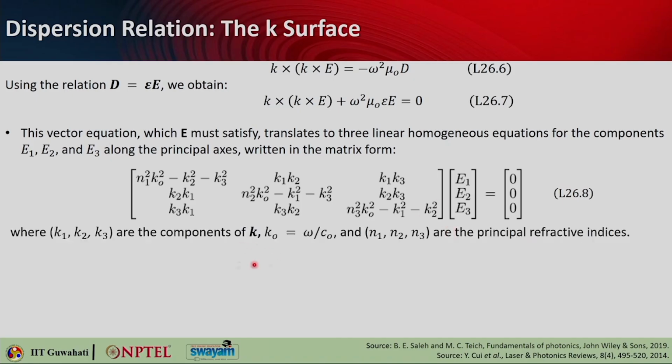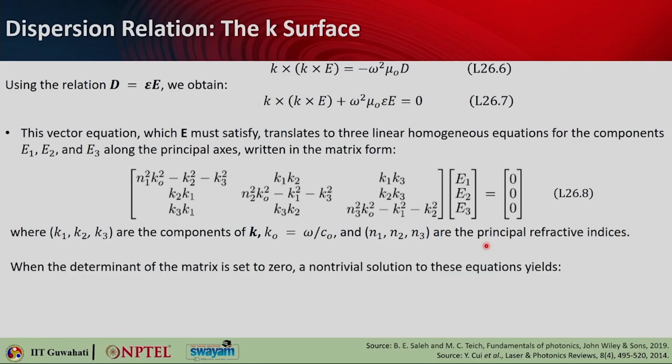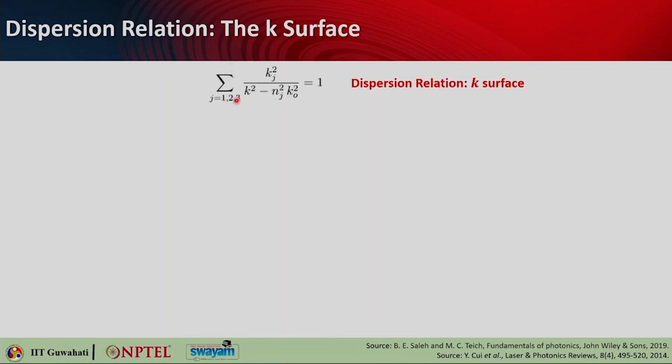So, here k1, k2, k3 are basically the components of the wave vector k. K0 is the vacuum wave number, which is omega over c naught, and n1, n2, n3 are the three principal refractive indices. Okay. So, when the determinant of this matrix goes to 0, a non-trivial solution for these equations yields the dispersion relation. So, this is a compact form of the equation. It reads: summation over j equals 1 to 3 of kj square over (k square minus nj square k naught square) equals 1.